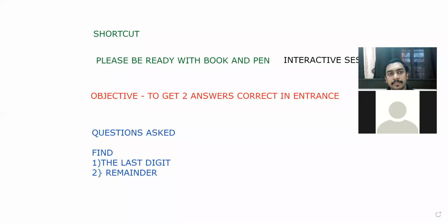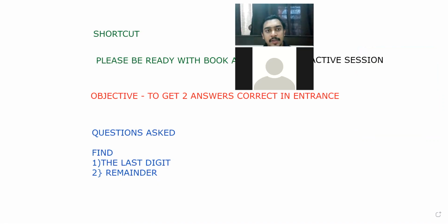Particular topic. Okay, this particular topic I'm not gonna share it. So yeah, this is a shortcut for, first thing, to find the last digit and a remainder. So let's see some questions. I'm going to switch off the video.